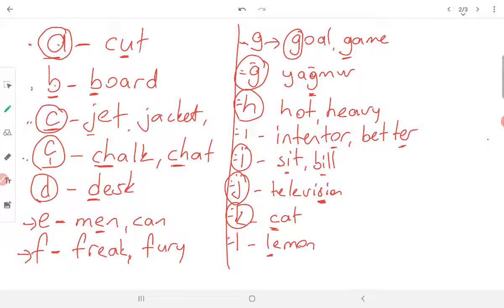That's gonna be all. I will continue tomorrow with the rest of the letters, okay?